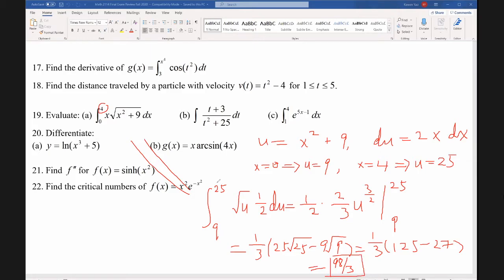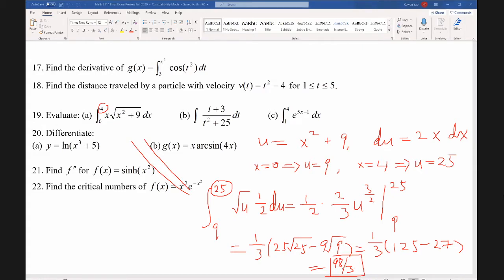Okay, so please make sure that the upper limit is not 45, but 25. That's where I made a mistake. I don't know why I made a mistake. I saw something wrong. It should be 4, right? Yeah. So 4 squared is 16 plus 9 is 25, not 45. So the answer is 98 over 3.